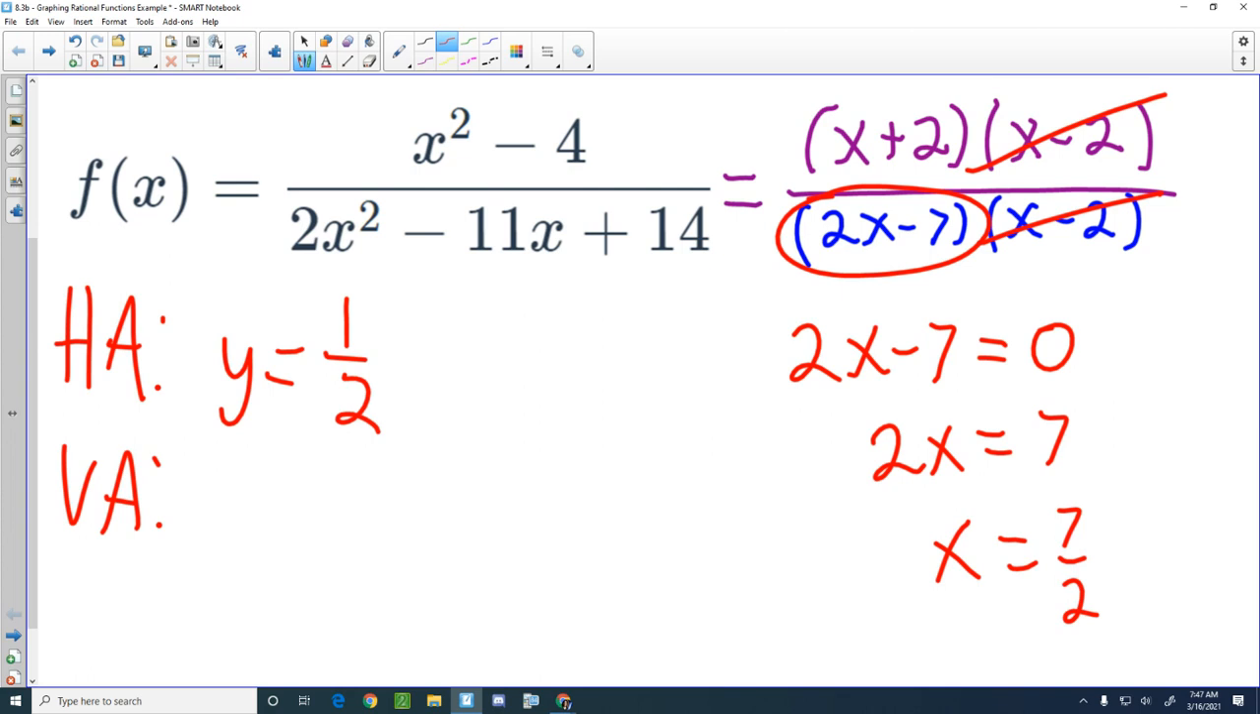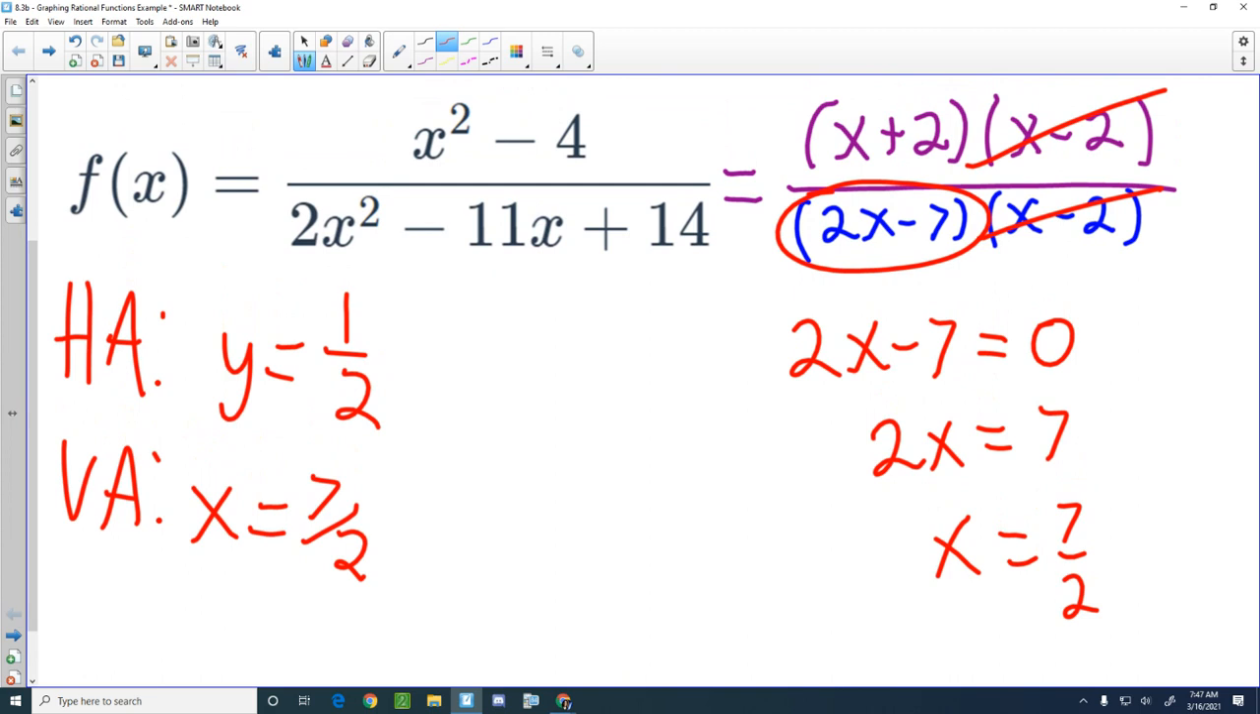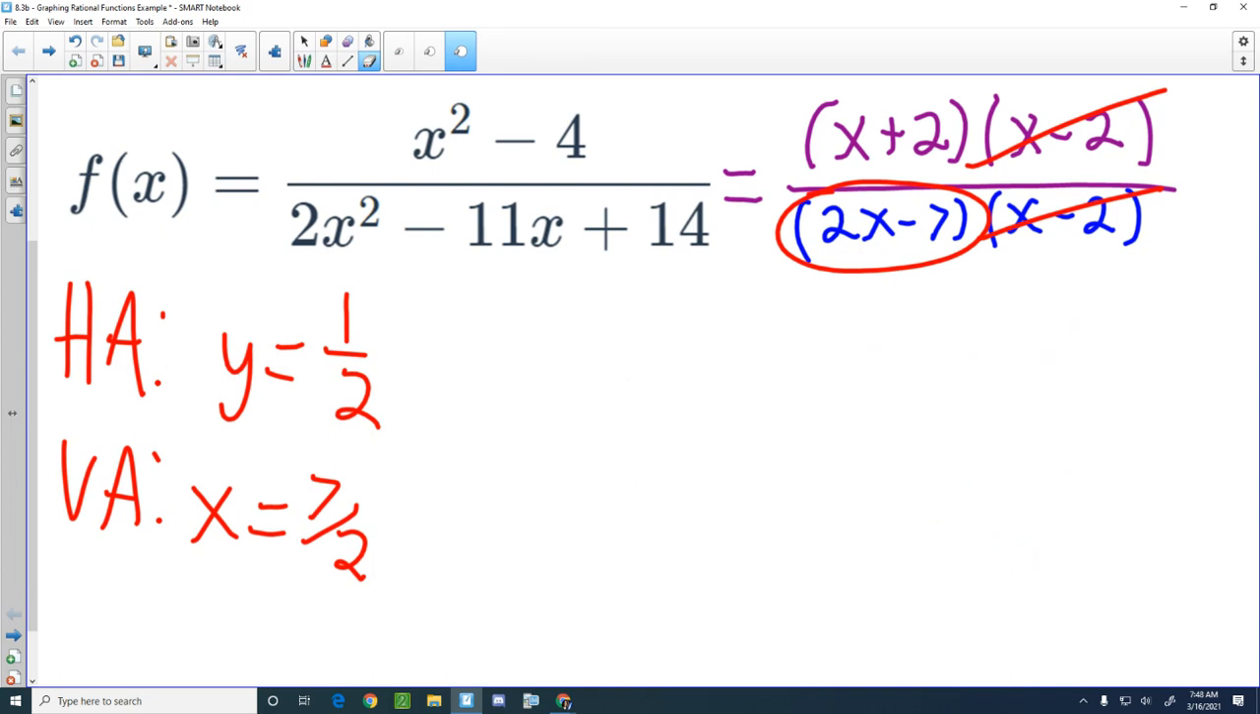So we've got a vertical asymptote where x equals 7 halves, 7 over 2. Questions on finding the vertical asymptote? Pretty straightforward. Just like how you would solve a quadratic equation by factoring. Okay.